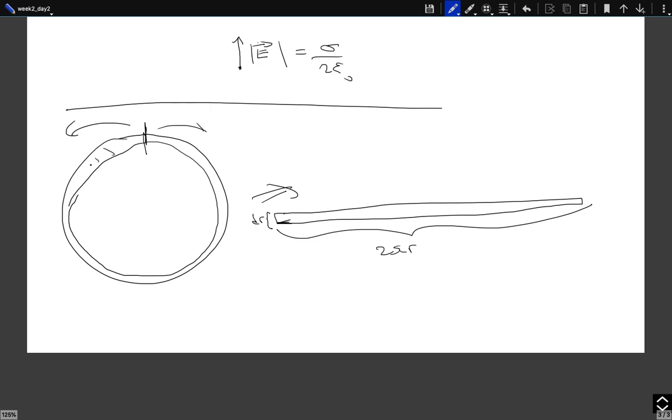So this area is the same as this area. Basically, they are the same thing. So that area is just a rectangle: 2 pi r times dr, the product of the sides. This is my dA. Just multiply by the surface charge density, you get the total charge.